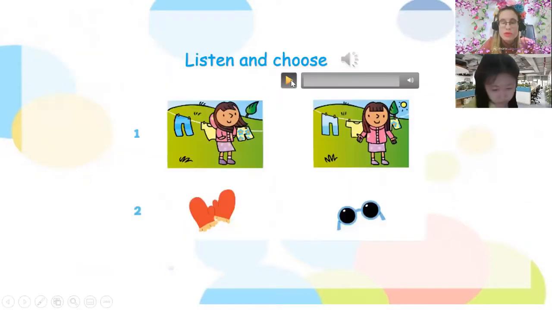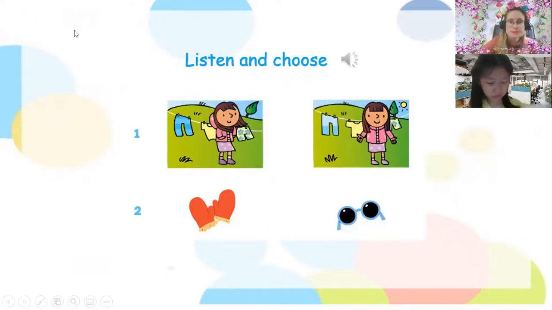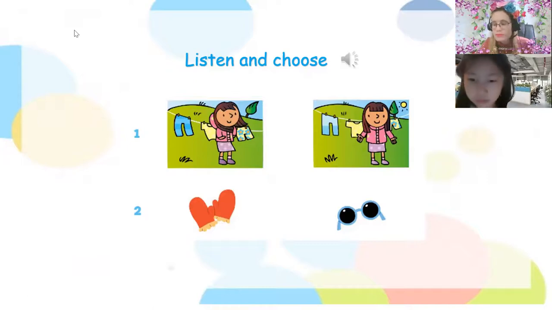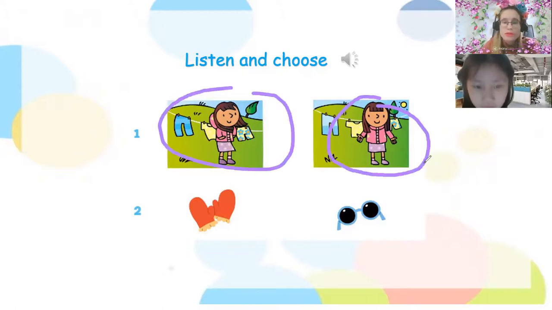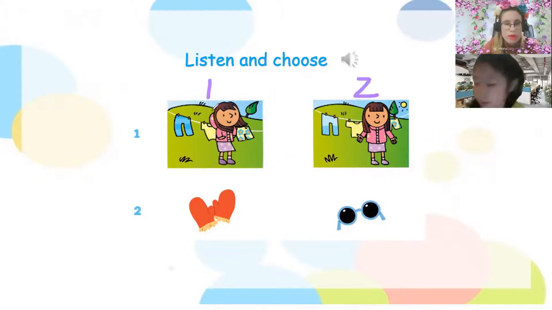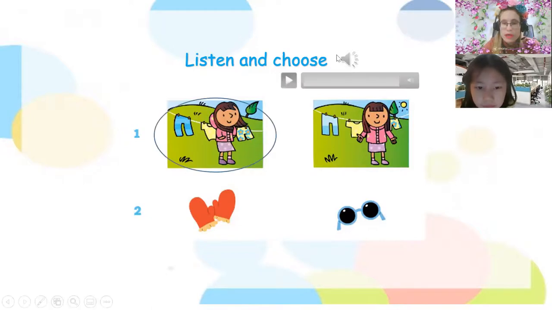Listen and choose. Unit 9, Rainy Day. Lesson 10, page 93. Listen and circle. 1. What's the weather like today? It's windy. 2. It's a cold, snowy day. What do you need? It's windy. Which one? This one or this one? Number one. Good job. All right.